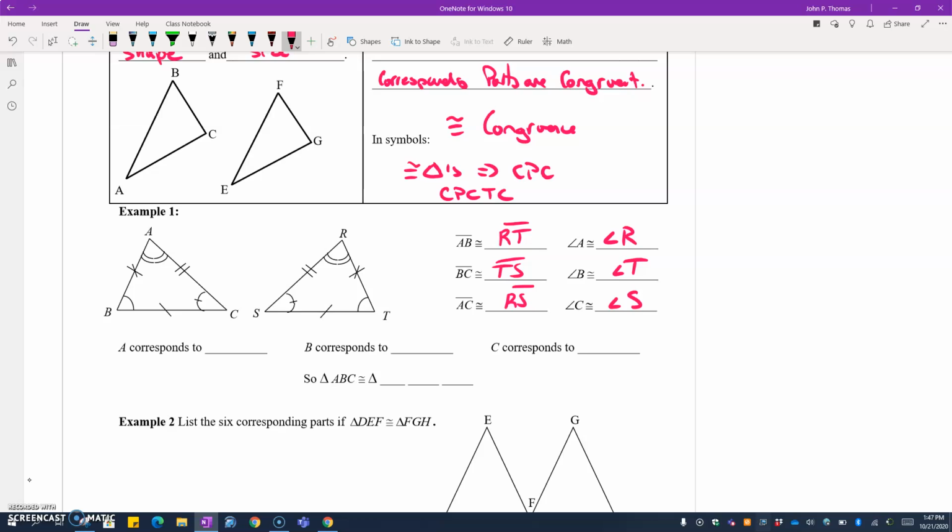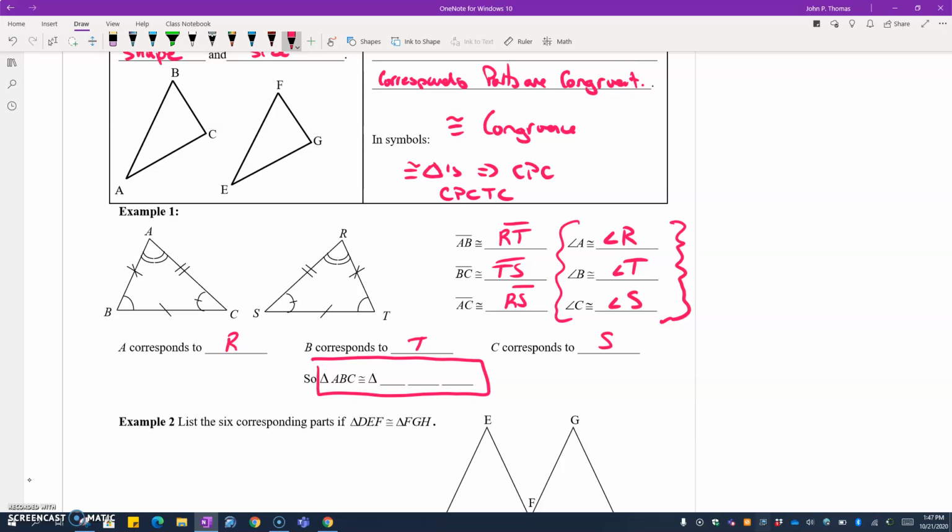Then we're asked to pick the corresponding pieces. The corresponding spots are the spots that are congruent to each other. So A corresponds to R, B corresponds to T, and C corresponds to S. I'm using the information we had about the angles to help me answer that. Once we have the correspondence, and we've verified that all angles and all sides are congruent, we can write a congruent statement about the 2 triangles.